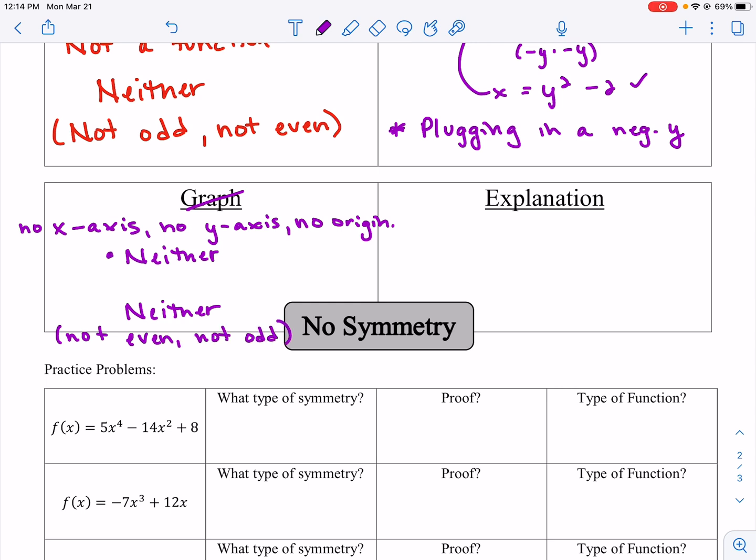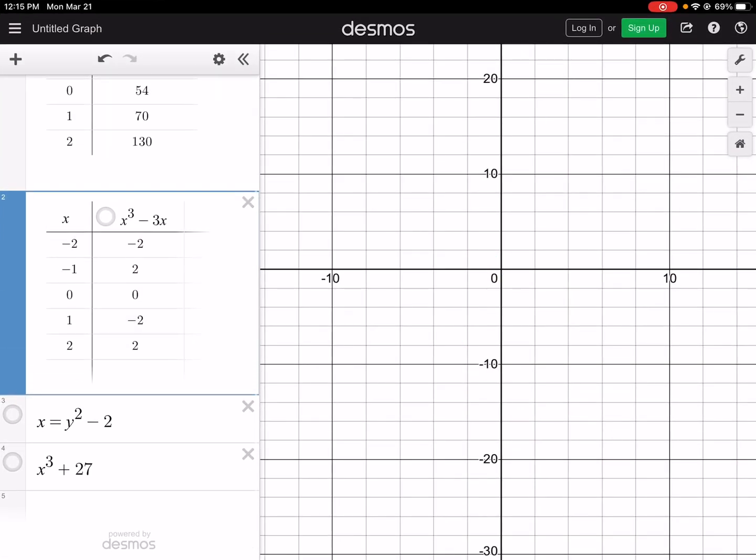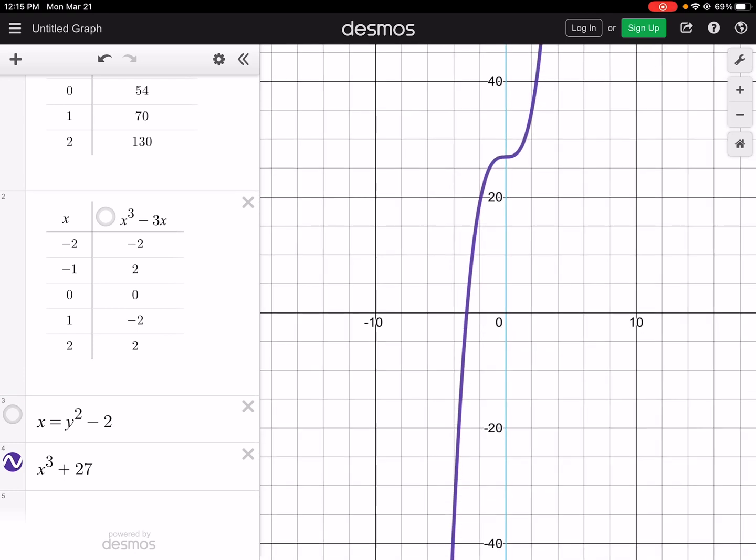So if you graph it and you realize, wow, that doesn't have any type of symmetry, it has no symmetry and it has no even or odd qualities. And this would also mean that there's no algebraic proof, because when you try to show this, you don't get the same result. You plug in something and it doesn't result in the same thing. This is going to give you an example of that. Okay, so everything just kind of is broken and doesn't work. All right, so the example, I think I have one of a neither. This would be an example of neither right here.